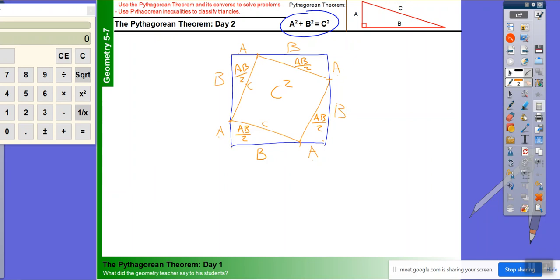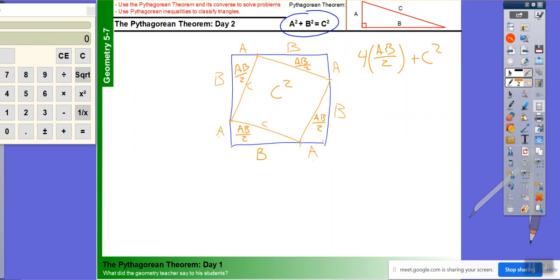So would it be fair to say that the area of the blue square would be the area of the 4 triangles plus the area of the square in the middle? Yep. So we have 4 of those triangles, and that's AB divided by 2 plus C squared. Do you agree with me so far?